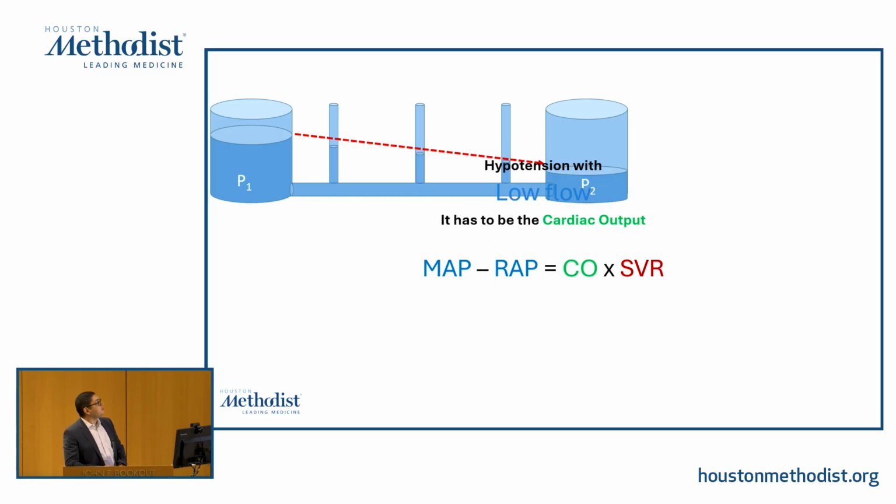But if you have someone in a low flow state, like cardiogenic shock, where there is not enough cardiac output, then adding an agent to increase the SVR, like a pressor, is not going to solve the problem. So we have to do something to increase the cardiac output, and we're going to see how.